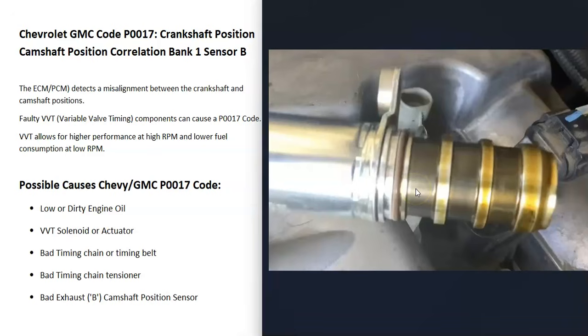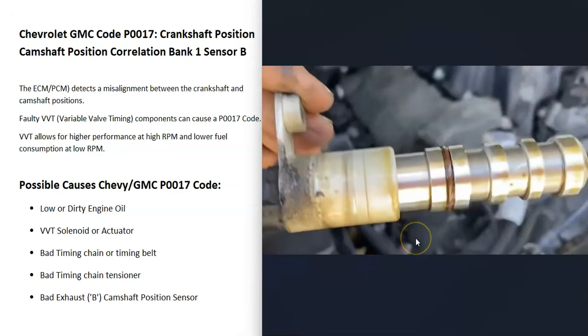When it comes to the solenoid or actuators, by far the most common problem is that the solenoid went bad. These have little screens inside of them, and dirty oil can clog these up and cause issues. They can also just go bad and just need to be replaced.